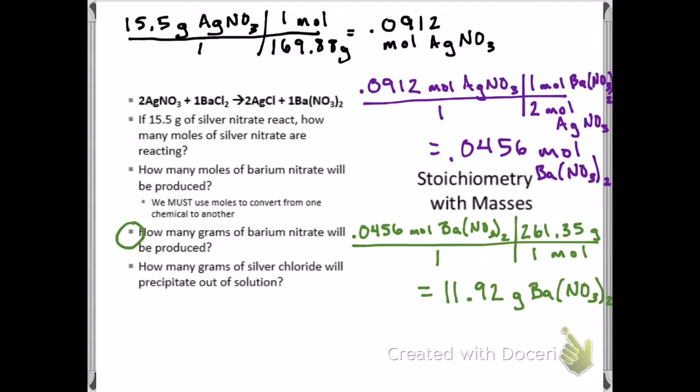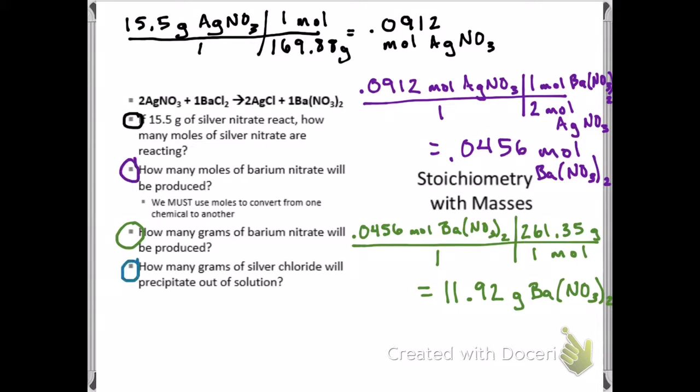There's no way that you could do this grams to grams in one step. You have to do it in three steps because, as that sub-point says there, we have to use moles to convert from one chemical to the other. That's the only way we can go from one chemical to another within an equation, and then we can find the number of grams.